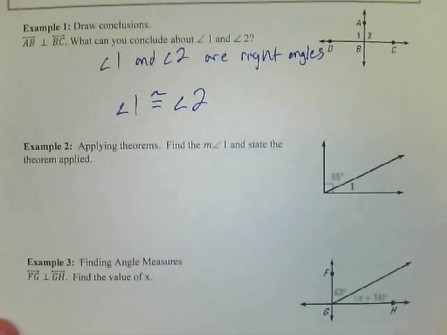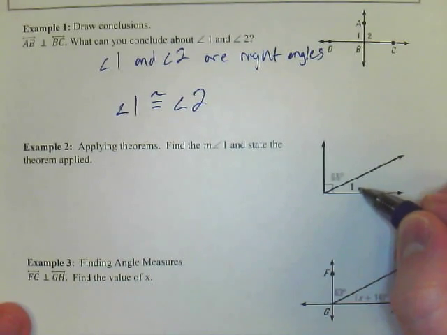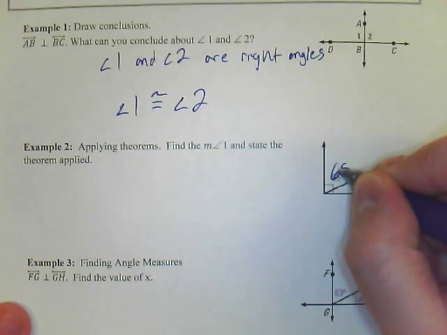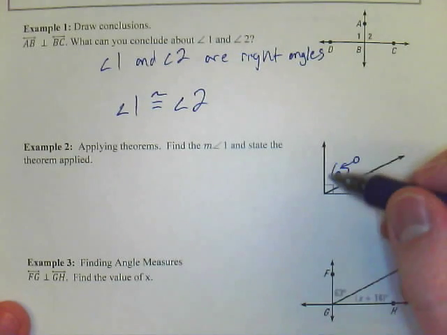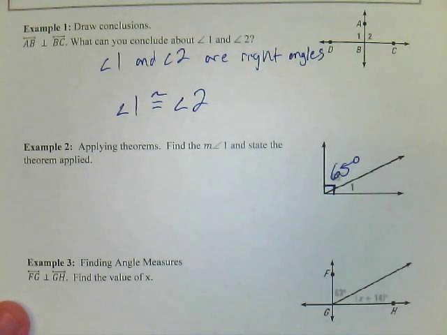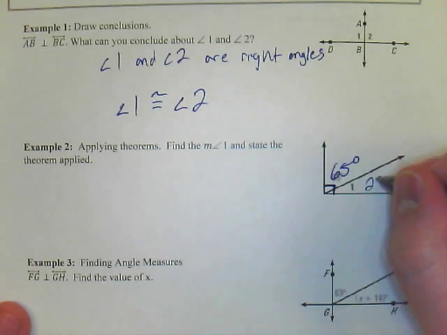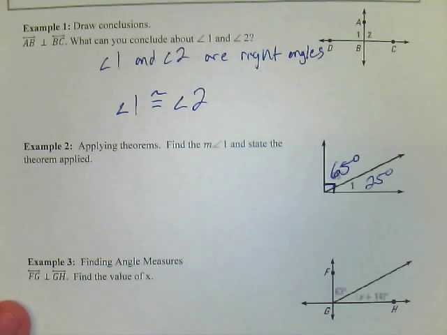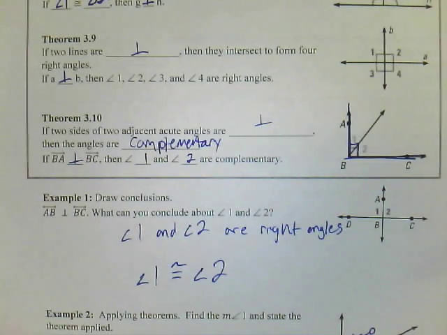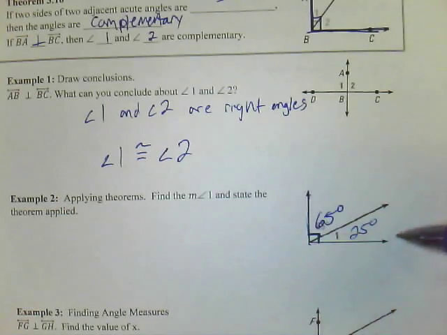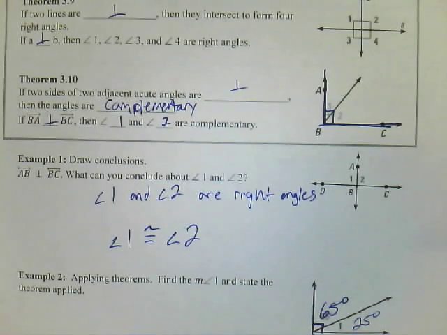Example 2. Find the measure of angle 1, that's this angle right here, given that this angle is 65 degrees. And then state the theorem applied. So this is a right angle here. We're told that on the picture. And so these two angles must add up to 90 degrees. So that means that this one's got to be 25 in order for them to add up to 90. And we can just take 90 and subtract 65 to get that. The theorem we used was Theorem 3.10 that says that if we've got two rays that are perpendicular to each other, which is what we have here, then the angles inside there have got to be complementary.